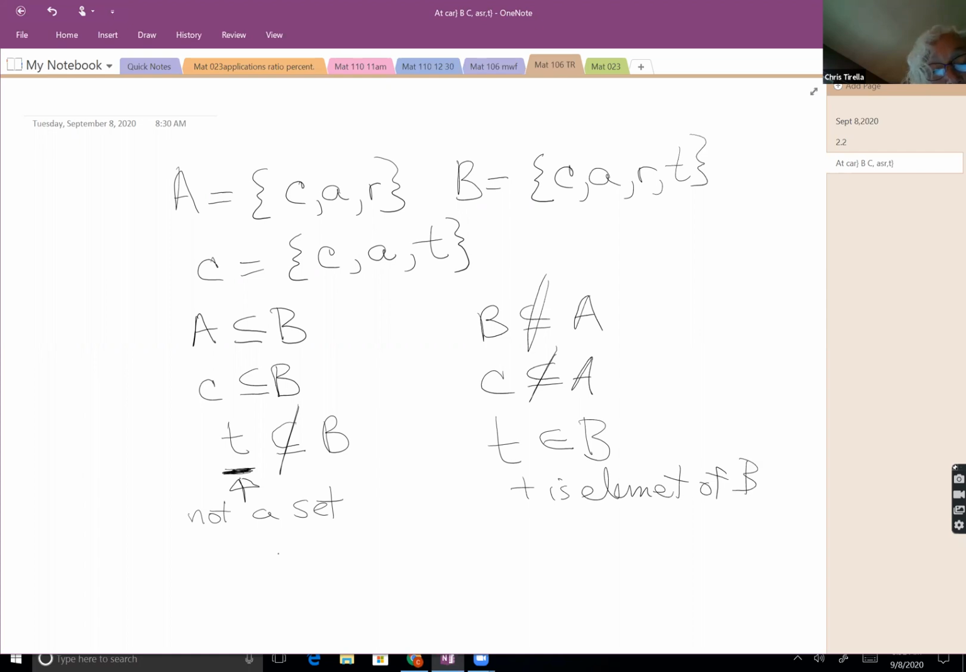I could have written it, the set containing T, and then it would be a subset. But in order to use that subset symbol, you need to be comparing two sets. You can't be comparing an element to a set. To be a subset, they have to both be sets. So far, so good.